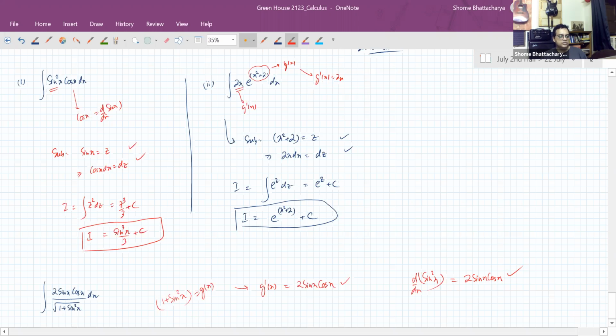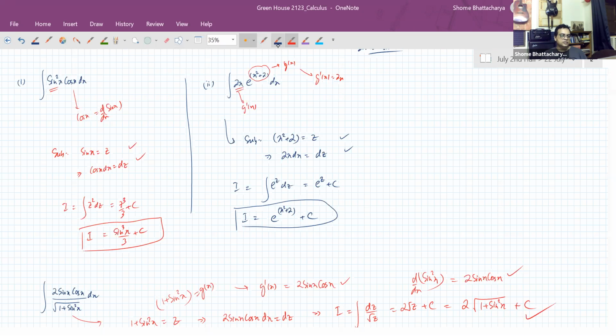Once you have that, you take 1 plus sin square x in the denominator as z. So 2 sin x cos x dx becomes dz. Your integral now becomes quite simple. It becomes dz divided by root z, which is 2 root z plus c. That becomes 2 times the square root of 1 plus sin square x plus c. So finally, this is your answer. This is the third one's solution.